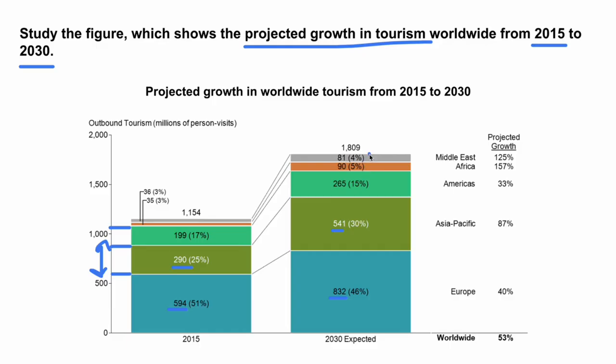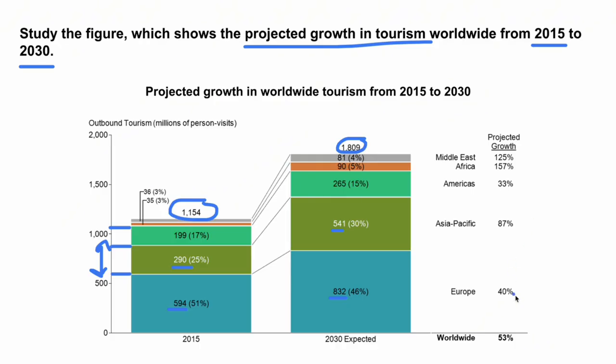Another thing that you can point out in this graph is this. Overall, projected growth in tourism worldwide increased from this number, basically 1 billion, 1.1 billion, to 1.8 billion. Overall, there's an increase. And then you can look at specific numbers of certain regions and specific percentages as well. So this graph here is very, very rich.